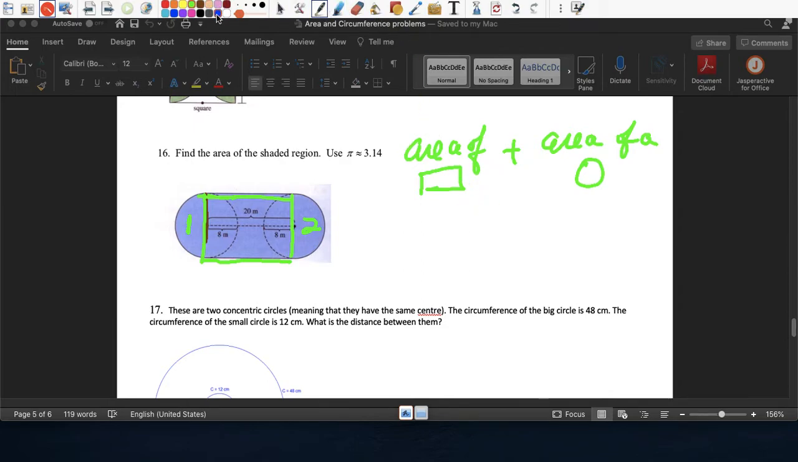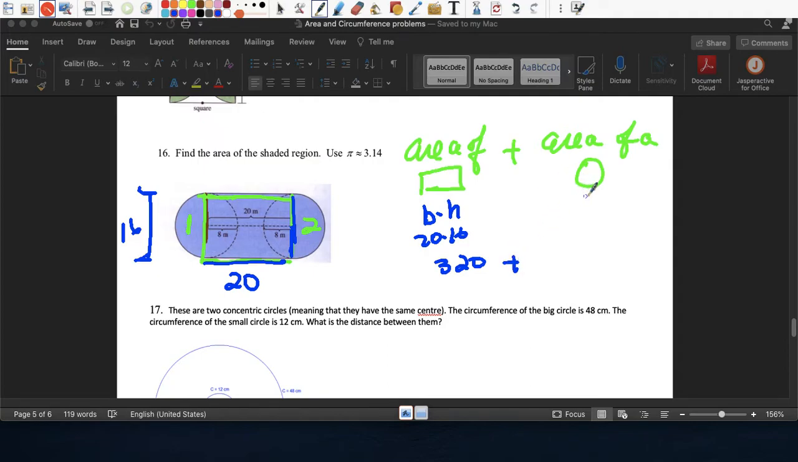Well, the rectangle, what is this? This is 20, it says. So it's 20. And they're telling us that the radius is 8. So from here to here is 8, which makes the diameter, the whole thing here, 16. So area of a rectangle is base times height, 20 times 16, or 320.